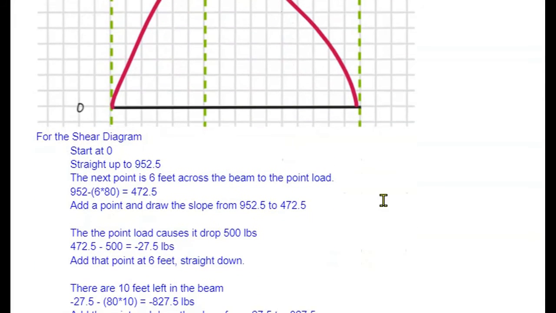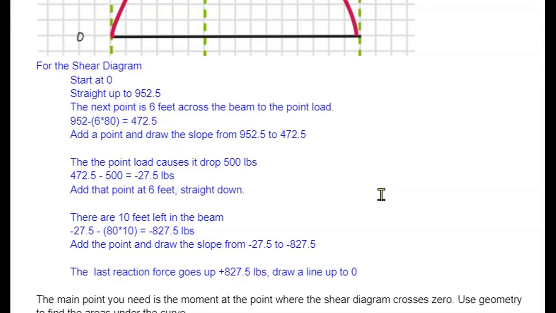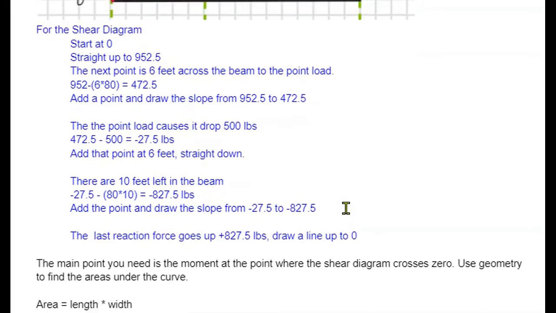All right, so I have some notes here about how I got these numbers. The first drop is going 6 feet, losing 80 pounds every foot, and that's how I found that 472.5. Then I took that minus 500 to get to negative 27.5. And then it goes 80 pounds for 10 more feet, starting at minus 27.5 down to negative 827 pounds. And then we go up from that to 0, and that's how we get that line.